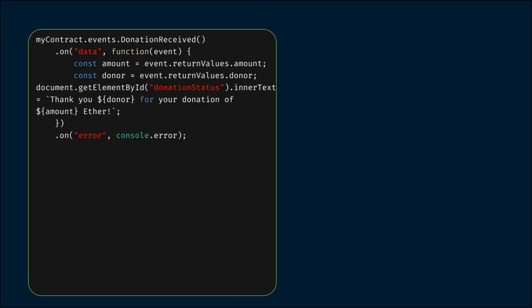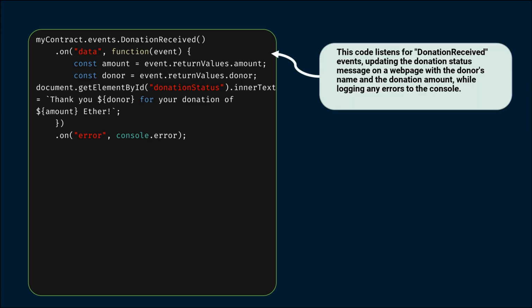Now let's implement the following code to enhance user feedback after a donation is made. We set up an event listener for the DonationReceived event emitted from our smart contract.